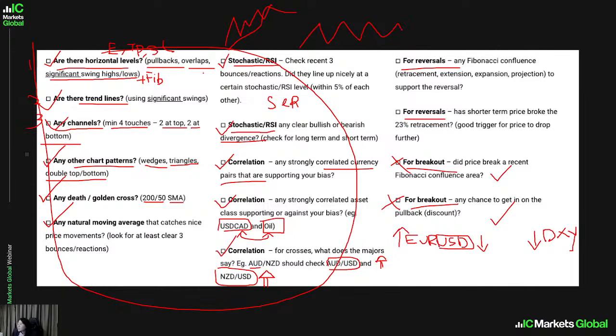It is in the cheat sheet checklist. So if you cannot find any reversals, maybe you might find a breakout, but only do it if it is something that you have done back testing on and it works.